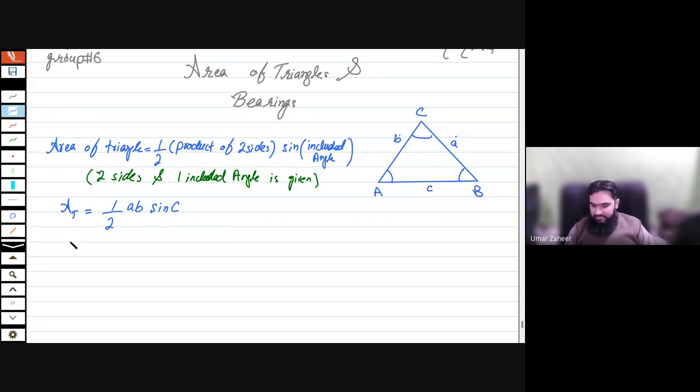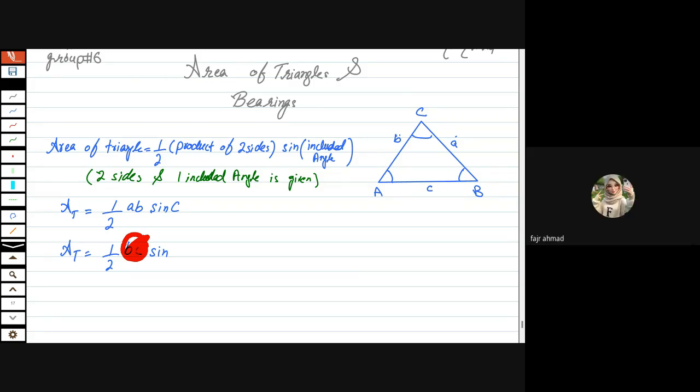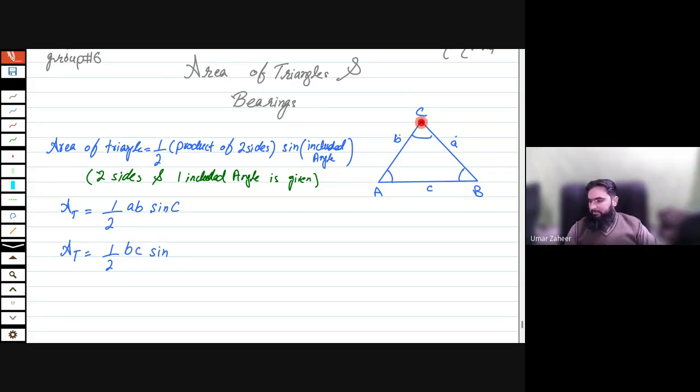Just like that, you have to tell me, if I take 1 by 2 and I'm going to take the side BC, what is the included angle? Just like, what is the included angle between the sides B and C? Yes, Fajar? Sir, capital A. Yeah. The included angle between sides B and C is angle A.